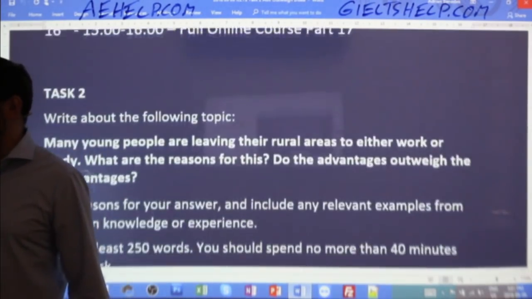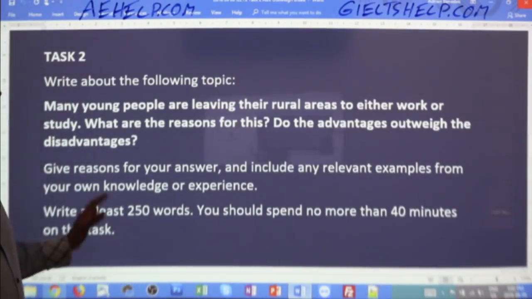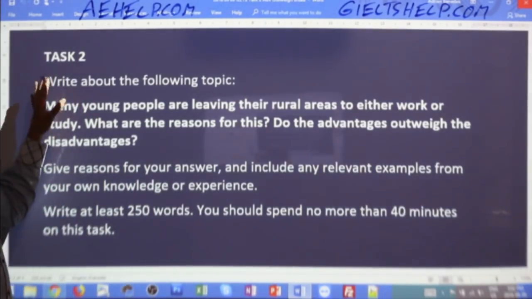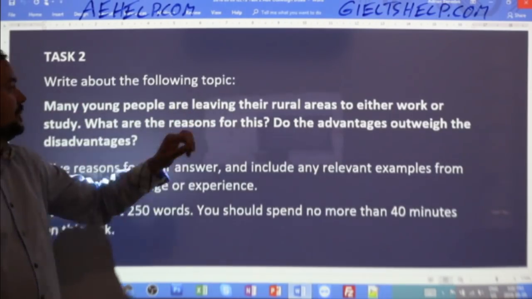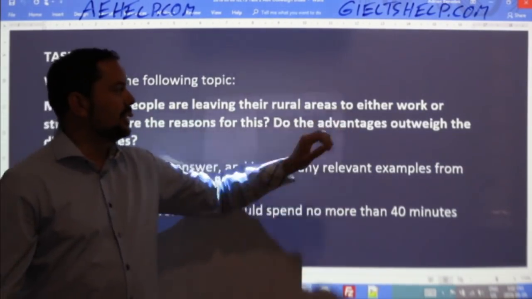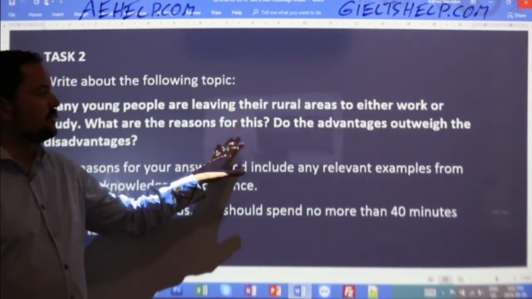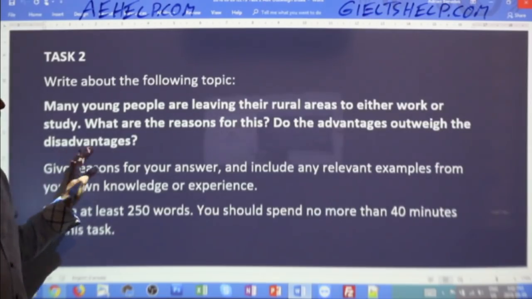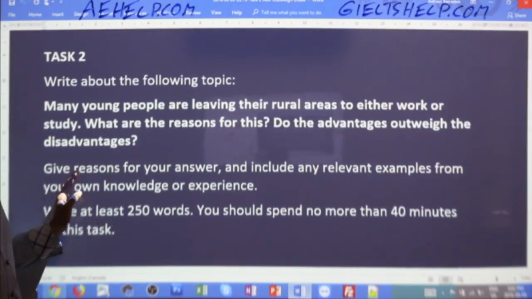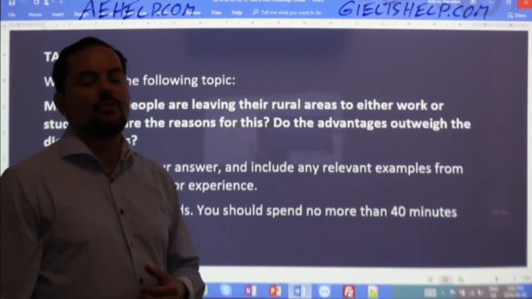So the question for today that we're going to tackle and discuss is here. Let's have a look at it. So task 2, write about the following topic. Many young people are leaving their rural areas to either work or study. What are the reasons for this? Do the advantages outweigh the disadvantages? Give reasons for your answer and include any relevant examples from your own knowledge or experience.